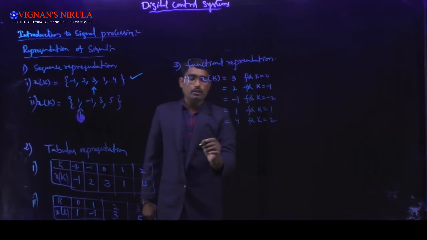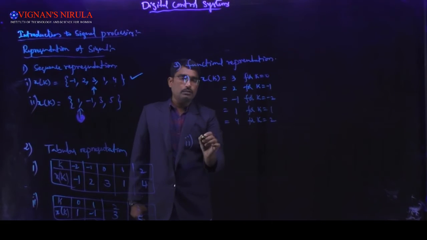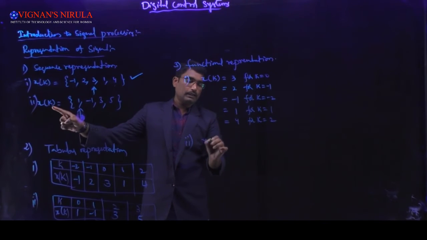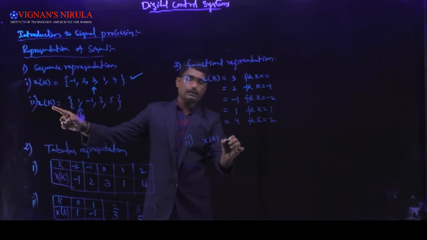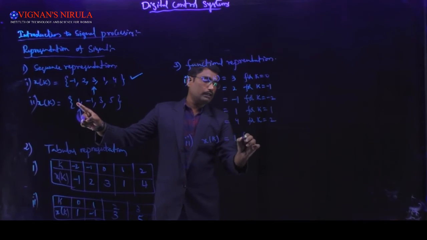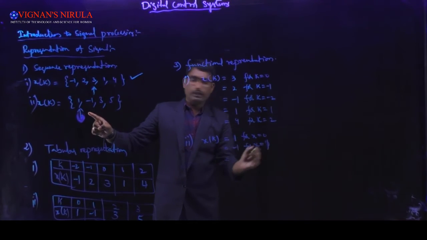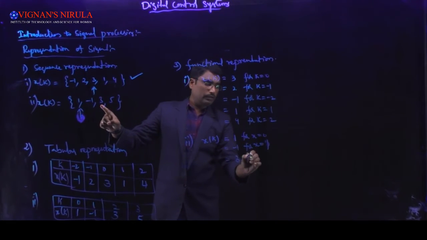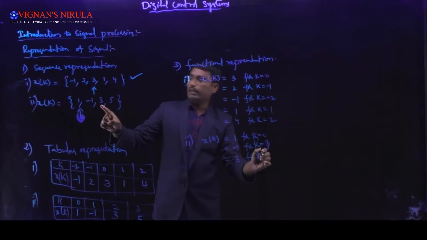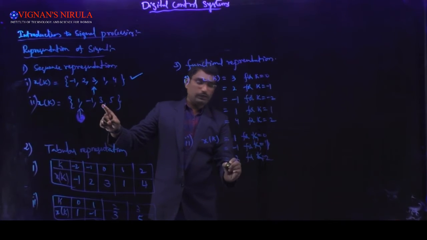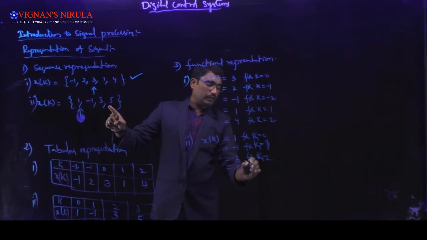So this is how we can represent the given signal in functional representation. If we represent this second signal in functional representation, see here, x of k equals 1 for k equals 0, x of k equals minus 1 for k equals 1, x of k equals 3 for k equals 2, x of k equals 5 for k equals 3.